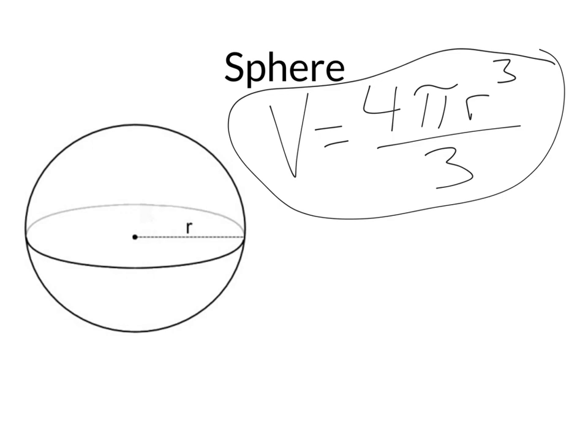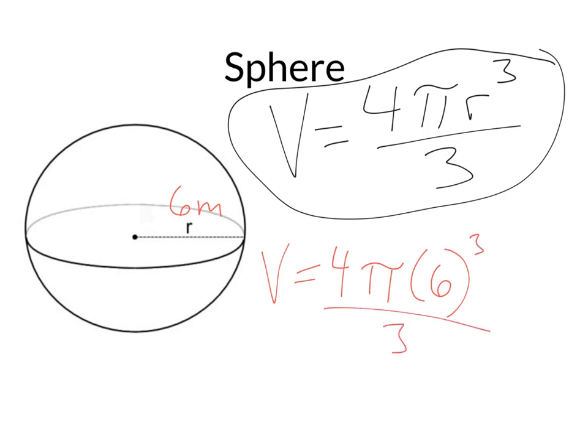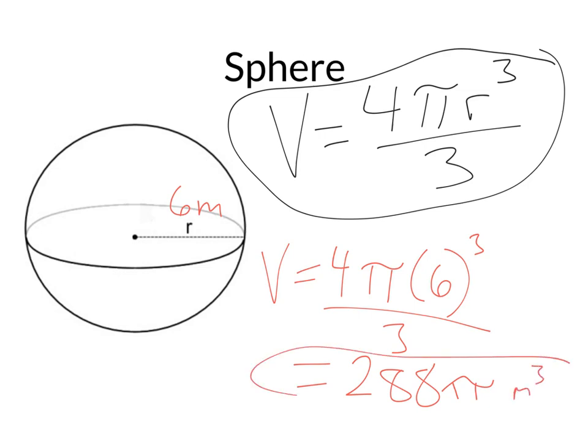Alright, so let's say we're given, how about 6 meters. Okay, so volume equals 4 pi, 6 in for my radius, cubed over 3. So what I'm going to do is work this in my calculator real quick without the pi in there. So 4 times 6 to the third power, and then I divide that by 3. That would give me 288, and I just toss the pi at the end. So that would be meters cubed. That would be our exact answer.